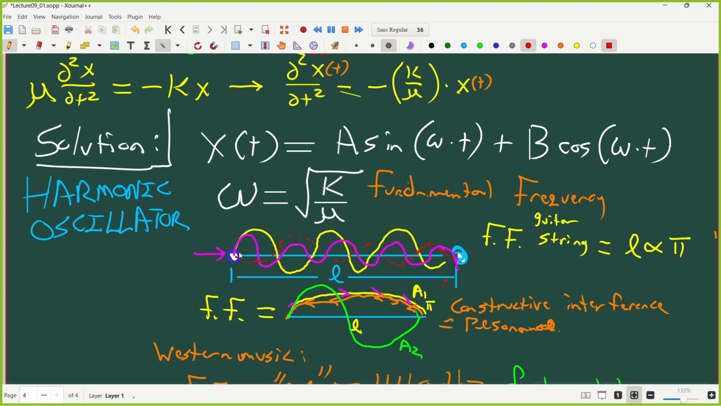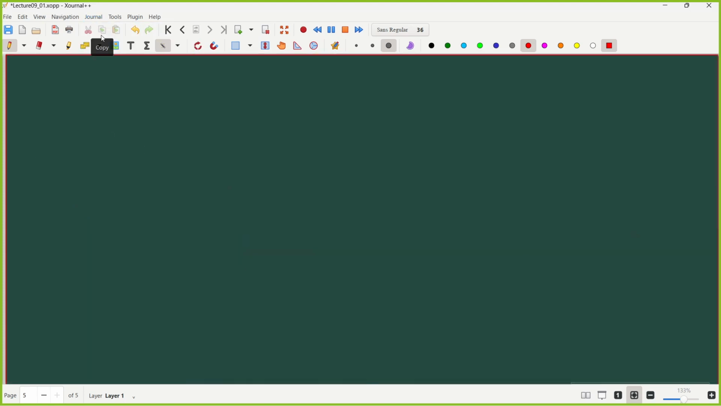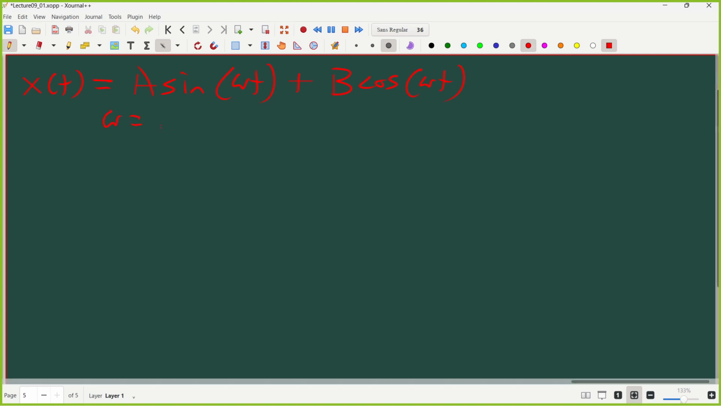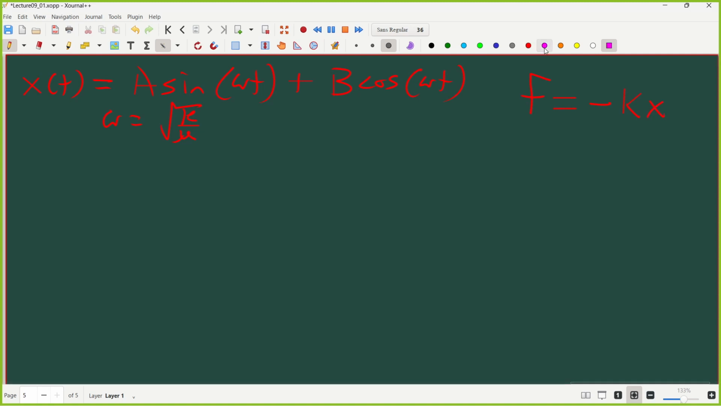Okay, so that's the classical harmonic oscillator. So let's start to think about quantum a little bit. Let's get ourselves set up. Classically, we have this cosine sine solution where omega is dependent on the stiffness and the mass of the molecules. And we also have that the force is equal to some constant, the stiffness, times the displacement. All right, so this is all Newton's laws.